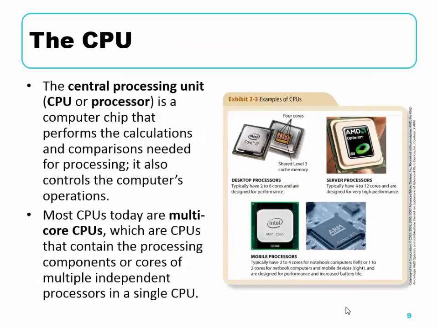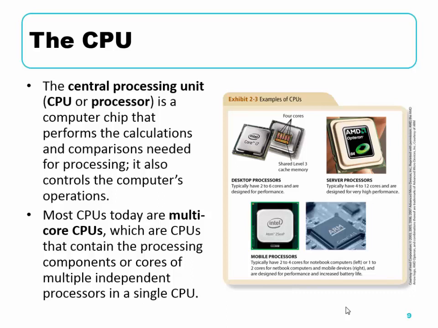All right, the CPU, or the Central Processing Unit, is a computer chip that performs the calculations and comparisons needed for processing. It also controls the computer's operations. The CPU is the main processing device for a computer and is often considered the brain of the computer, and it's housed on your motherboard.